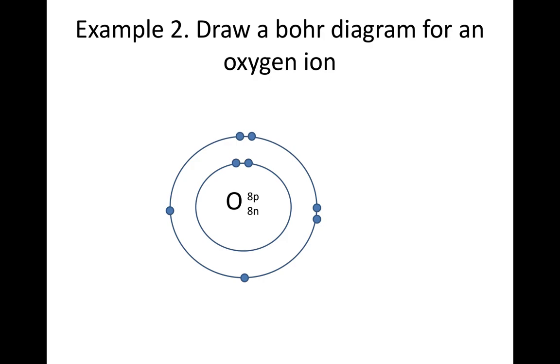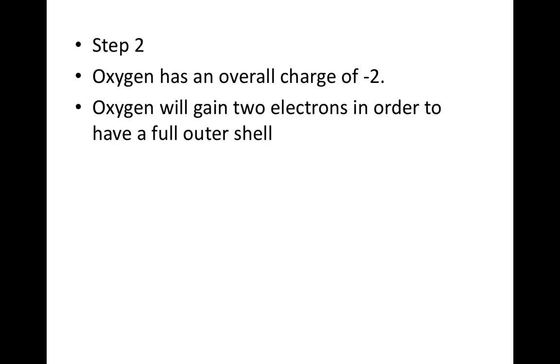Example 2, we're going to draw a Bohr diagram for an oxygen ion. So we start with the atom first. So we draw the neutral atom. Oxygen has an overall charge of -2. Oxygen will gain 2 electrons in order to have a full outer shell.